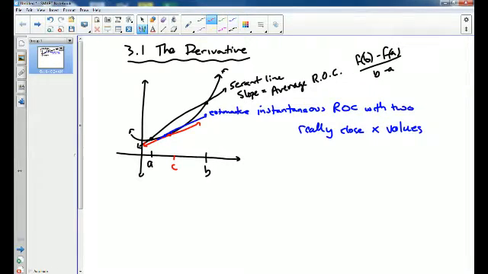The red one's called a tangent line. The slope is the instantaneous rate of change. The question would be, how could we calculate the slope of that line, right? Turns out we get to use limits.